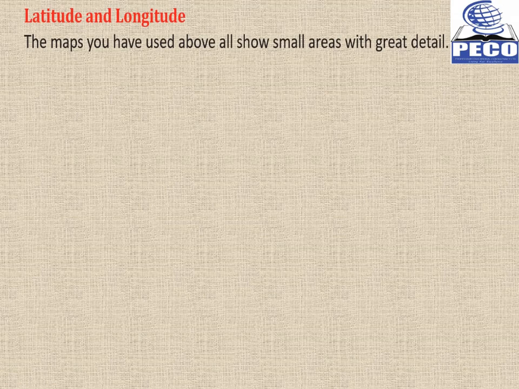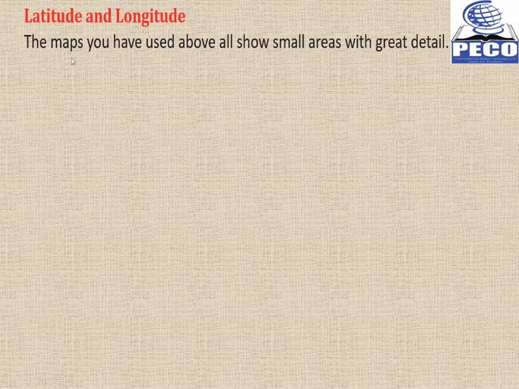So that is how we can locate features and places on a map extract, either using the grid reference, using the direction or the compass direction, or using bearings. However, on the bigger maps, because the topographic maps are small, on the bigger maps we don't use the grid references. We use latitudes and the longitudes.